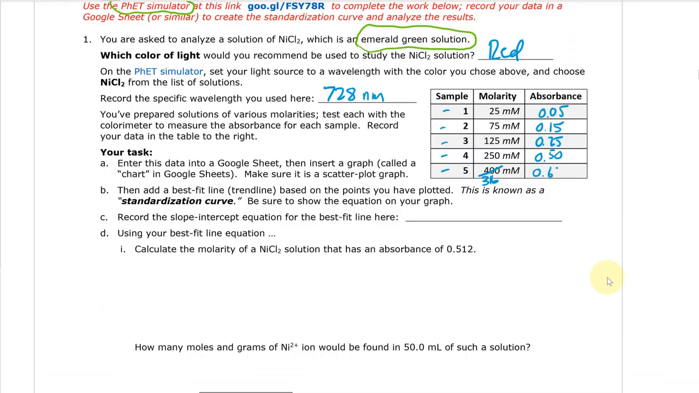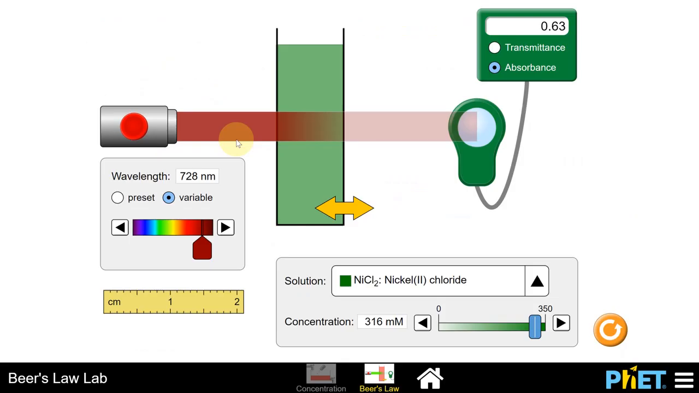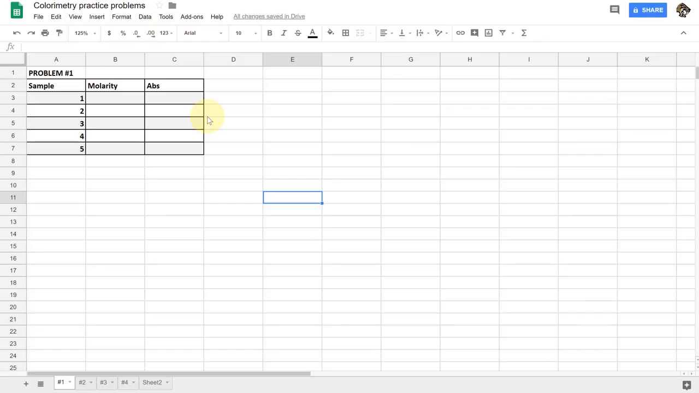All right. So now we've got enough data points here to go ahead and make our Google Sheet. So if you haven't already opened a Google Sheet, go ahead and do that, a blank one. I've already got one opened up. And I titled it Colorimetry Practice Problems. You can title it something like that. And I've actually set it up in advance, so I have the columns ready to go.